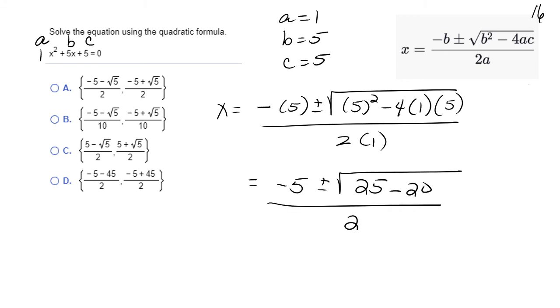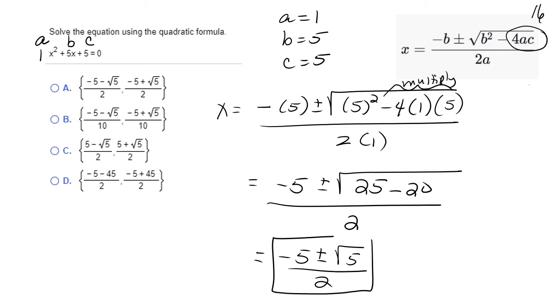Now, some people ask, Ms. Stewart, where'd you get the 20? These last numbers, the 4AC, you will always multiply those together when you're simplifying it, like I am. Now I have negative 5 plus minus square root 5 over 2 after I do the subtraction and simplify. If I look closely at my answer choices, I need a negative 5, positive square root 5, and a negative 5 minus square root 5, both over 2. That's my answer choice A.